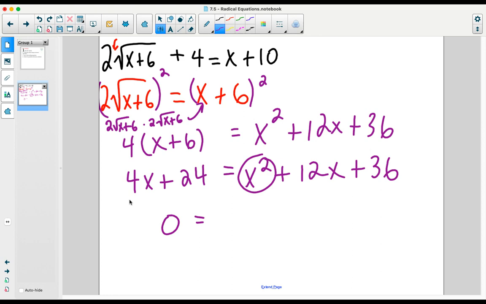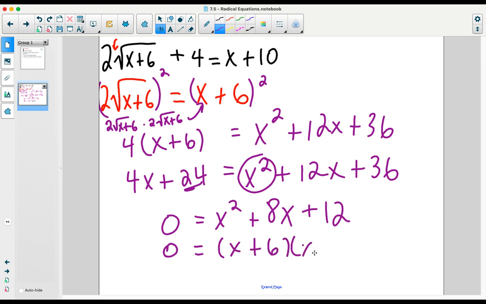If we subtract 4x from both sides, we're left with 8x. And if we subtract the 24 from both sides, we're left with 12. Factoring that polynomial, we get x plus 6 and x plus 2, leaving us with our two solutions, x equals negative 6 and x equals negative 2.